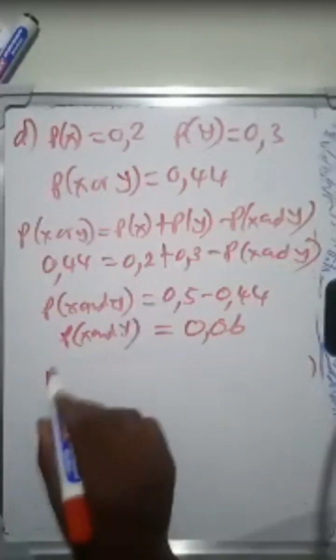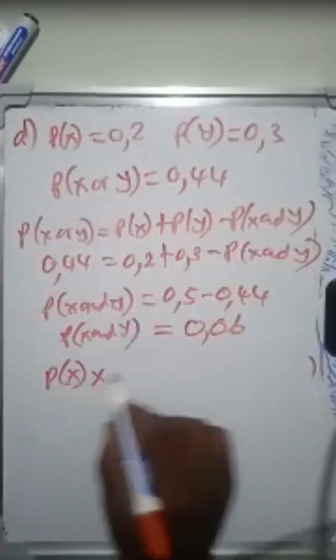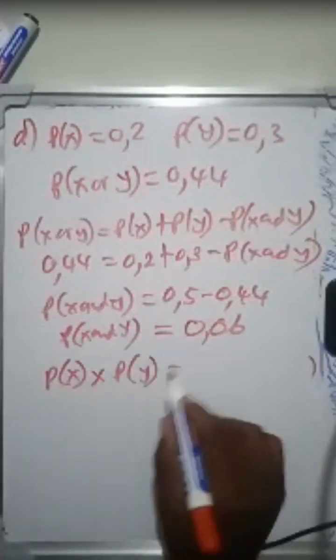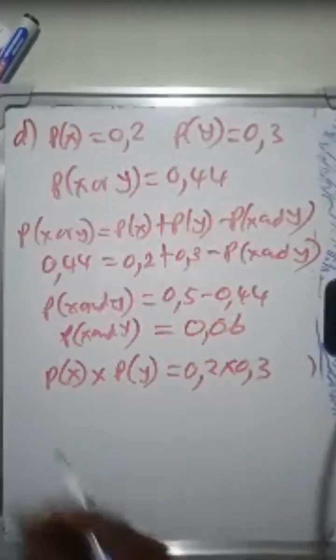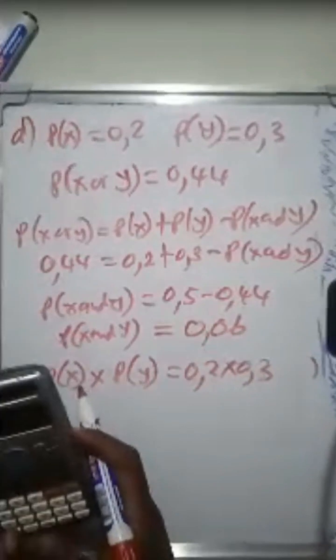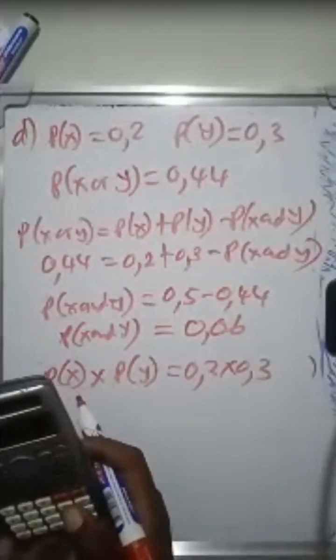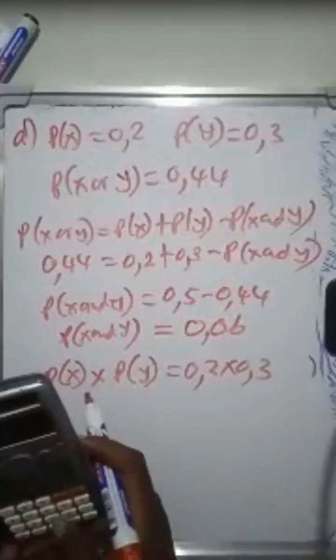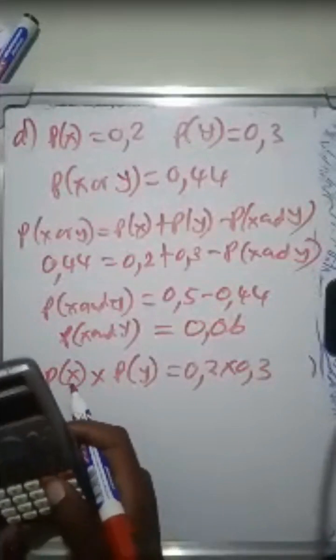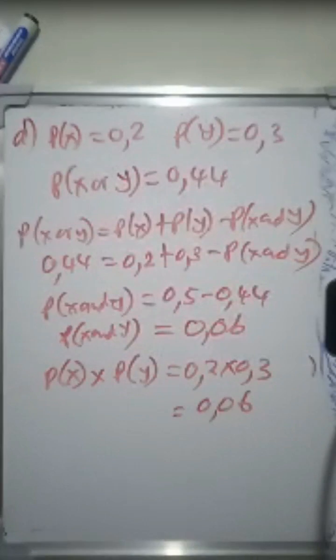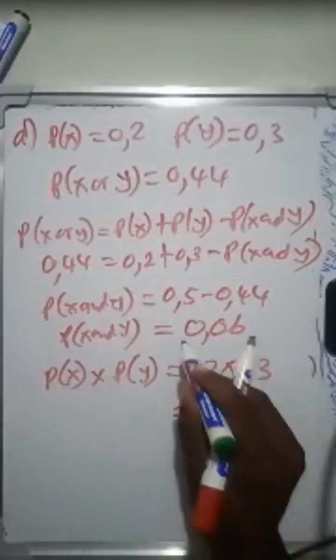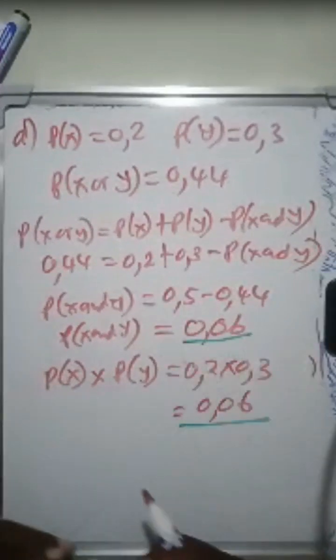Then the probability of X times the probability of Y is equal to 0.2 times 0.3. Okay, 0.2 times 0.3, we get 0.06. Comparing that and that, we see that they are equal.